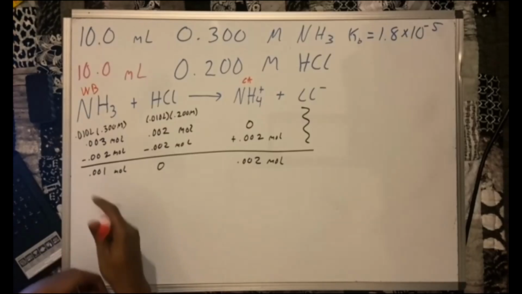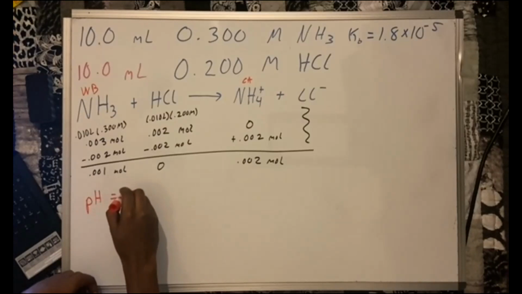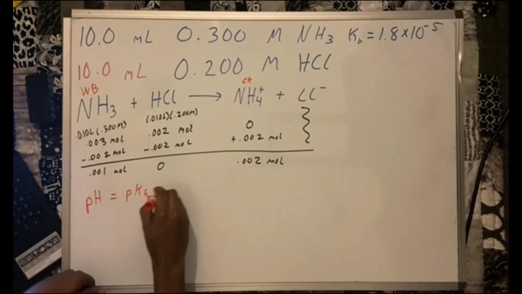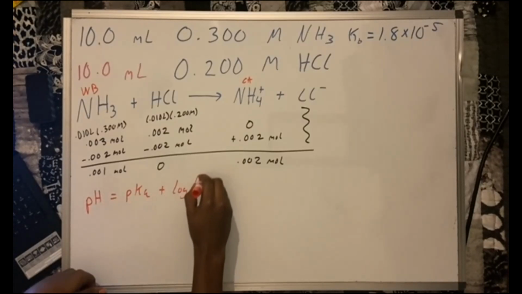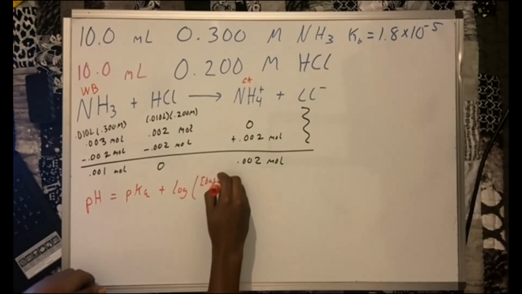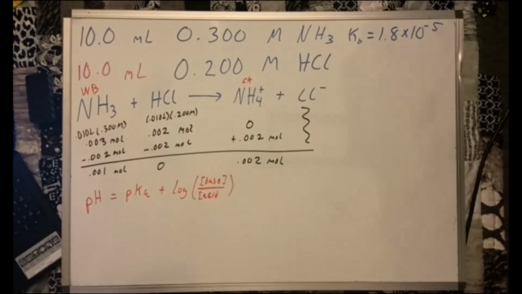Okay, and then you'll go to your equation sheet and pull out your Henderson-Hasselbalch, whatever it's called, plus the log of the base over the acid. And before I mess up that equation, where's my, oh crap.